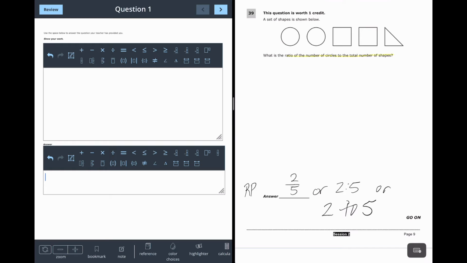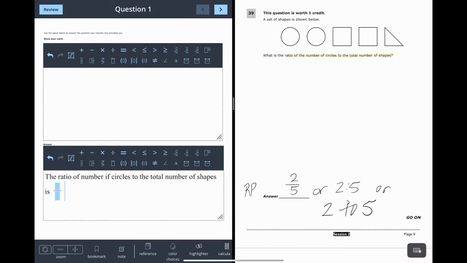And I would just write that down in my box by restating the question. The ratio of the number of circles to the total number of shapes is, and then I'll just put my little fraction symbol. Where are you? Up here it is, all the way at the end. Let me make this a little longer.